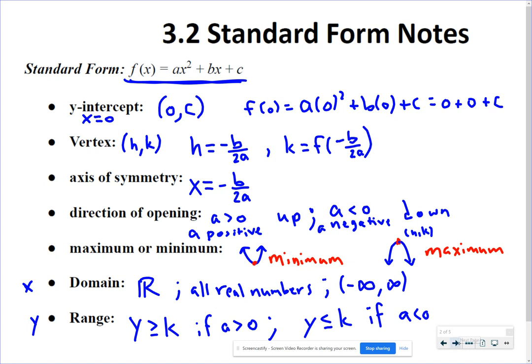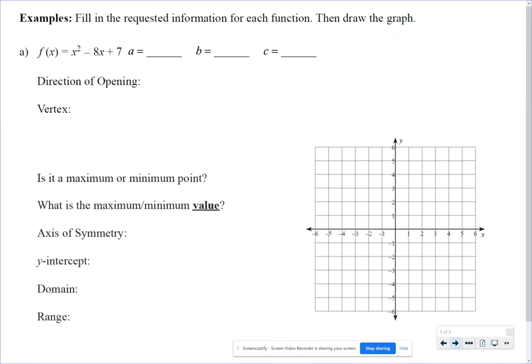Okay, we're going to look at the first example. There will be 3 altogether. We're going to fill in the requested information for each function, and then we're going to draw the graph. So our first function, f of x equals x squared minus 8x plus 7. So a is 1. There's a little 1 sitting in front of that x squared. B is negative 8. C is positive 7. Direction of opening. A is positive, so it's going to open upward. If you had to explain why it opens up, it's because A is positive, right?